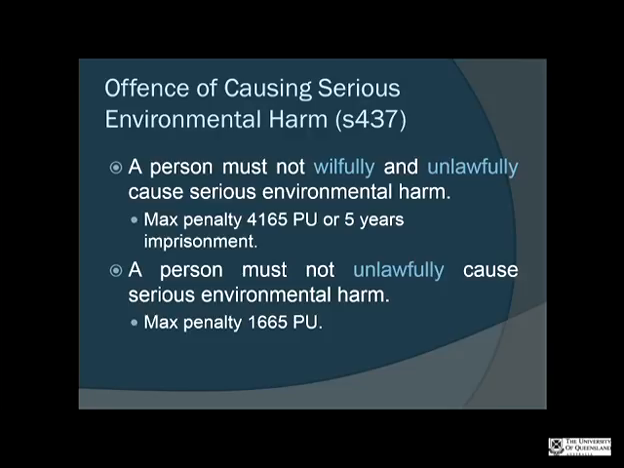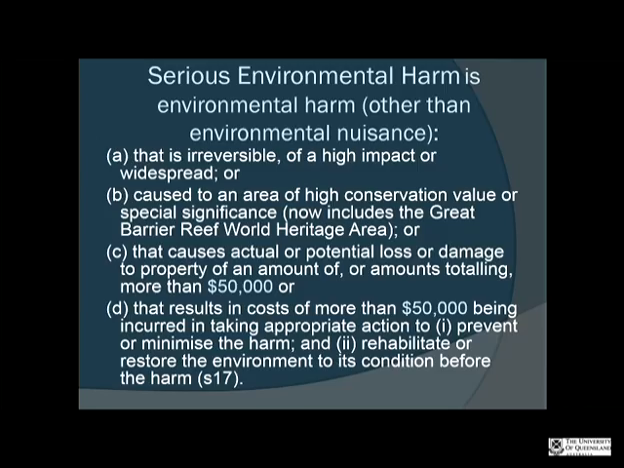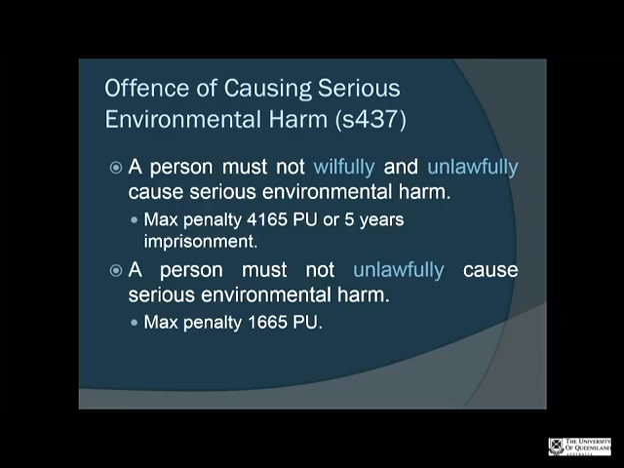So the prosecutions that come from these offence provisions depend on whether it is serious environmental harm or whether it is environmental nuisance or material environmental harm. So serious environmental harm, it says a person must not willfully and unlawfully cause serious environmental harm. Maximum penalty, 4,165 penalty units or 5 years imprisonment. And a person must not unlawfully cause serious environmental harm. So if it's willful, it's going to have a higher penalty attached to it, and it will have an imprisonment term potentially attached to it. If it's not willful, it's just unlawful, then we're just going to see a penalty attached to it, but no risk of imprisonment.